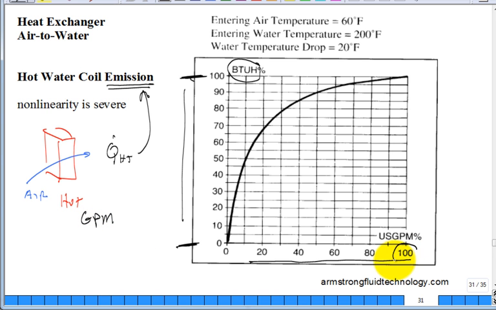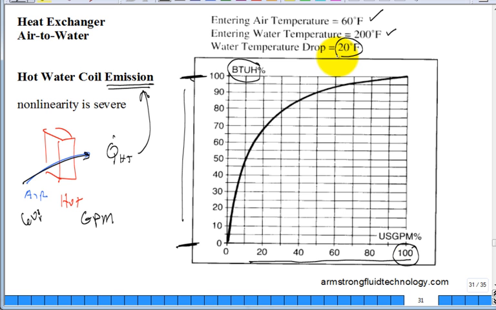So if you're giving it 100% GPM of hot water and the air flow rate's not changing, you have some air coming in at 60 degrees F, you have the water temperature coming in at 200 degrees F, and the design is to have a water temperature drop of only 20. So just like the chilled water, you don't have a massive decrease of the temperature of the hot water. So it goes out at 200 and comes back at 180. Okay, and then you're pushing it around in a loop.